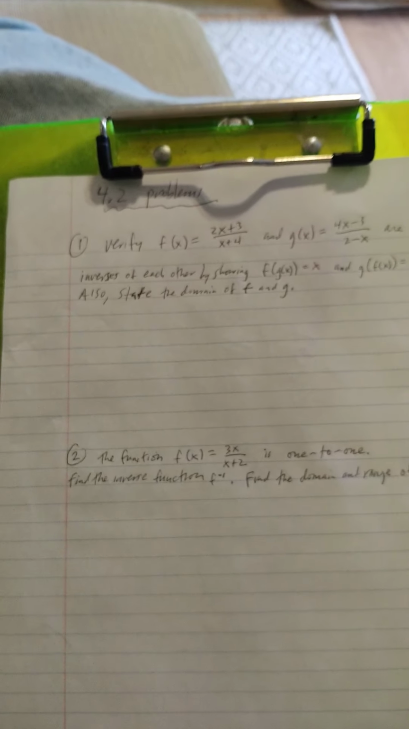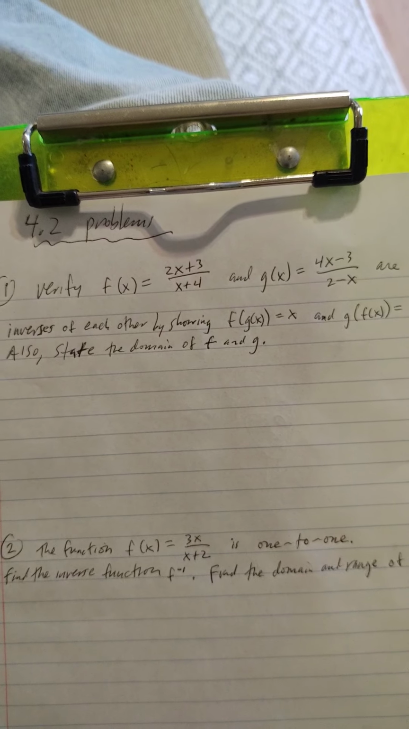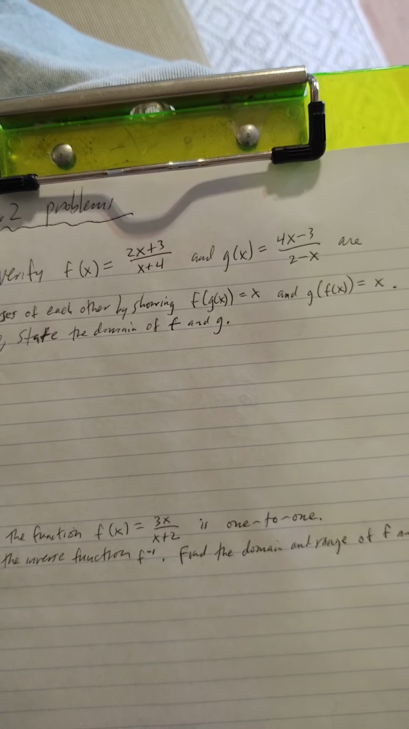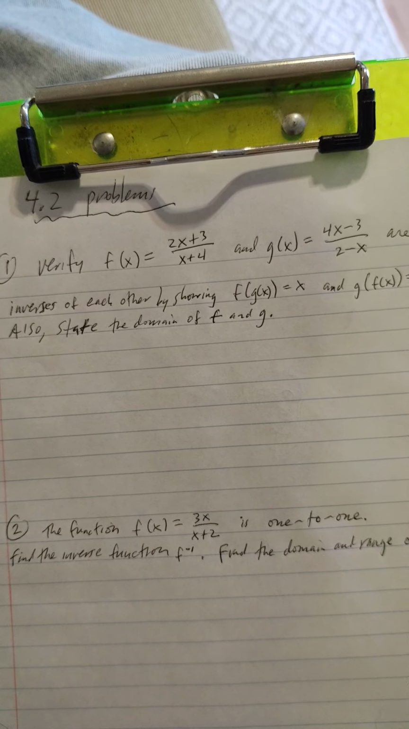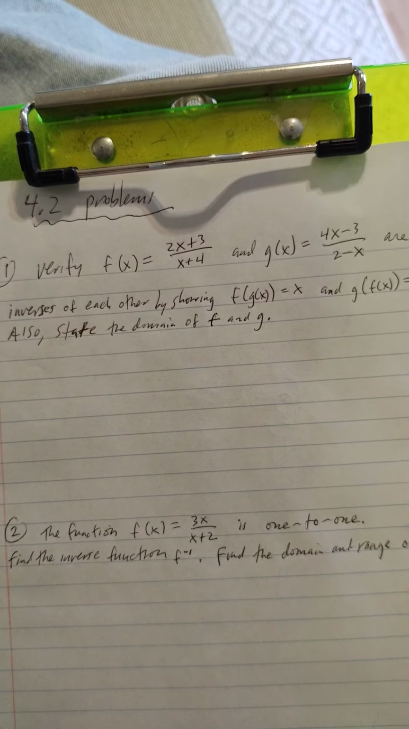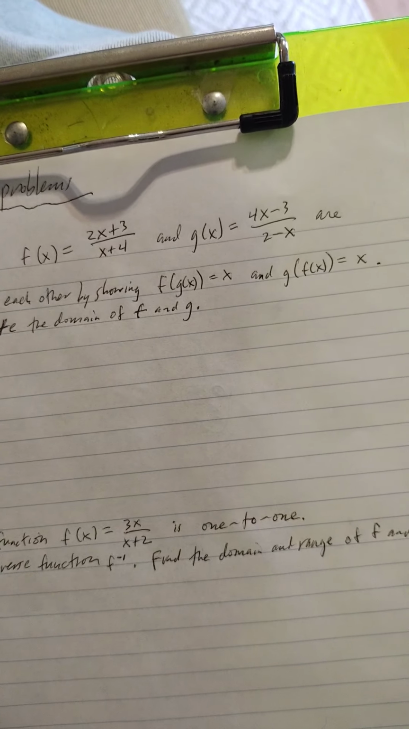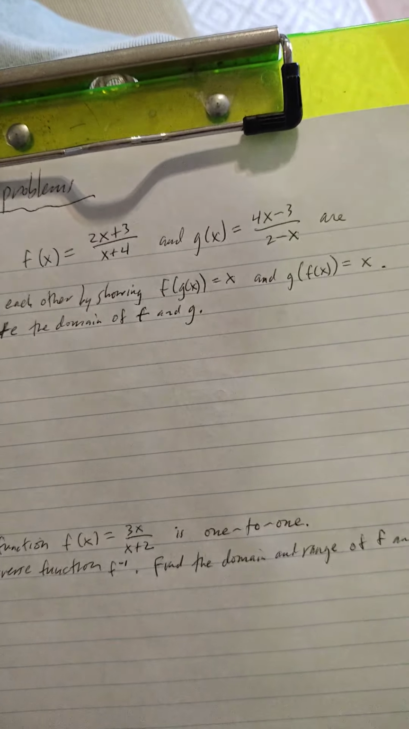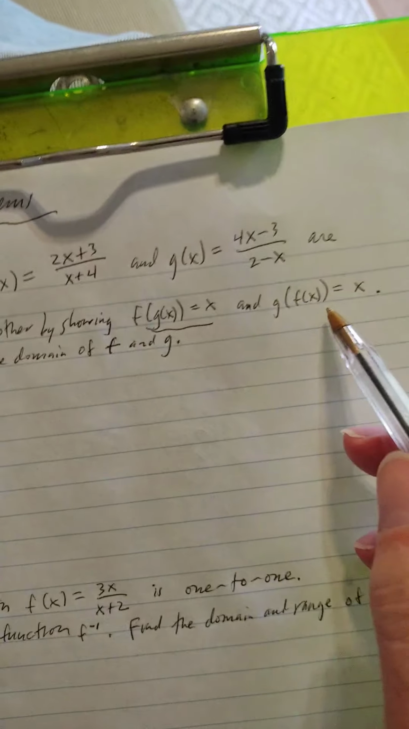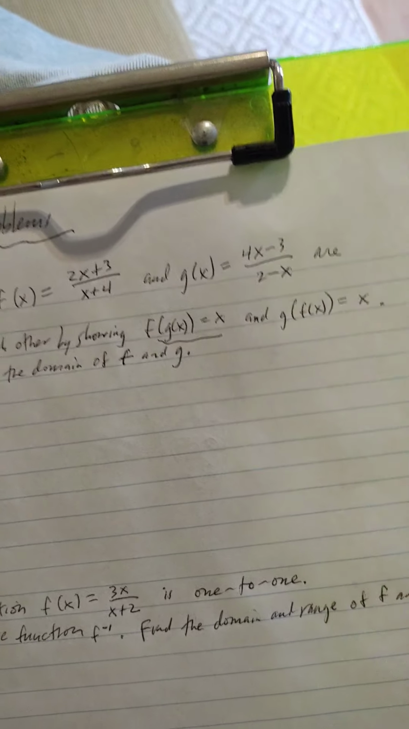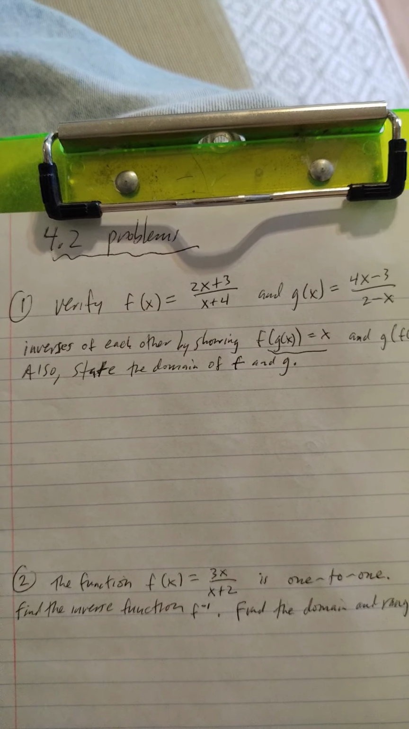So here is the first problem. We want to verify that these two functions, f and g, are inverses of each other by showing the composition f of g of x is equal to x, and then the reverse, g of f of x equals x. Typically, if you can do one, you can do the other. So I'm only going to show this one here. You can do the other one later if you want, for fun. And then also I want to state the domain of f and g.